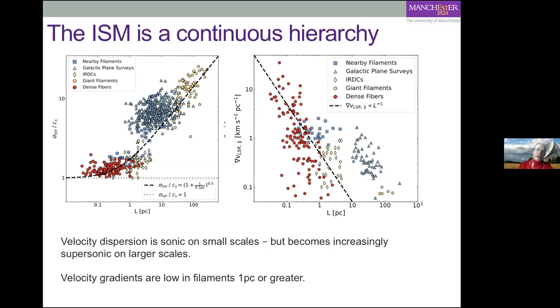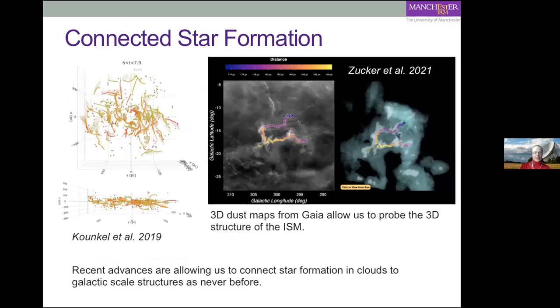And then we can look at how the velocities of these objects change. We find that the smallest ones are sonic, but then as they get larger, they get increasingly supersonic. And so altogether, this has led to a picture of the interstellar medium, which cares about the local geometry. It matters about the large scale. And this complex network of structure, which connects the largest scales to the smallest scale, and then influences how the stars form.